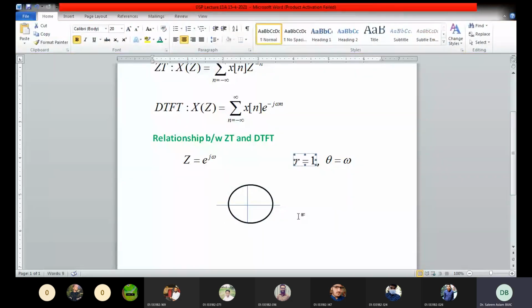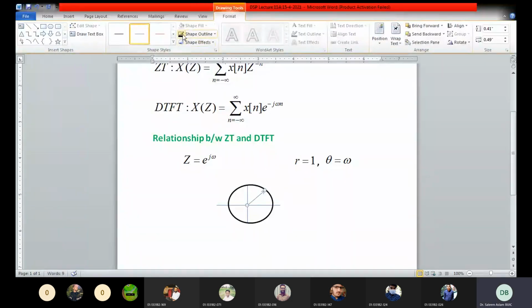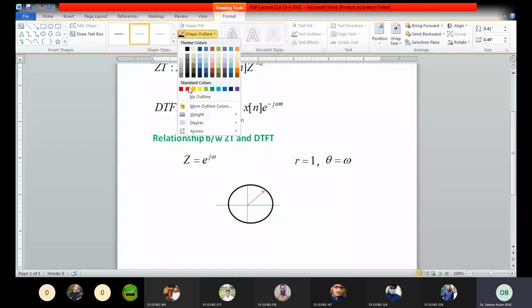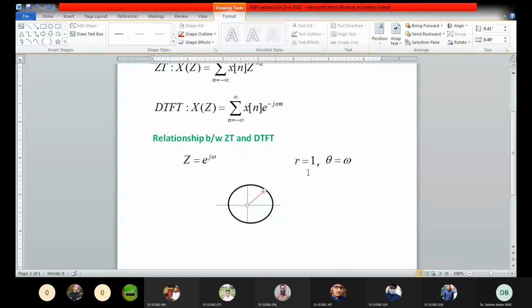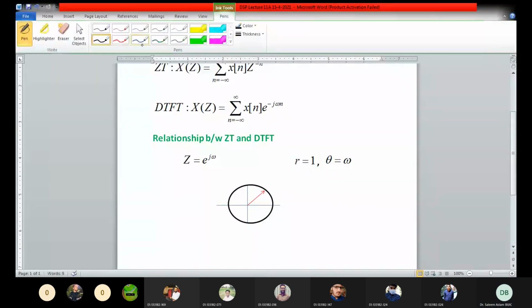So this is r equal to 1. Let me draw an arrow from here to here and make it red explicitly, and let me write with the pen r is equal to 1. This is r equal to 1, right? So the amplitude is 1.